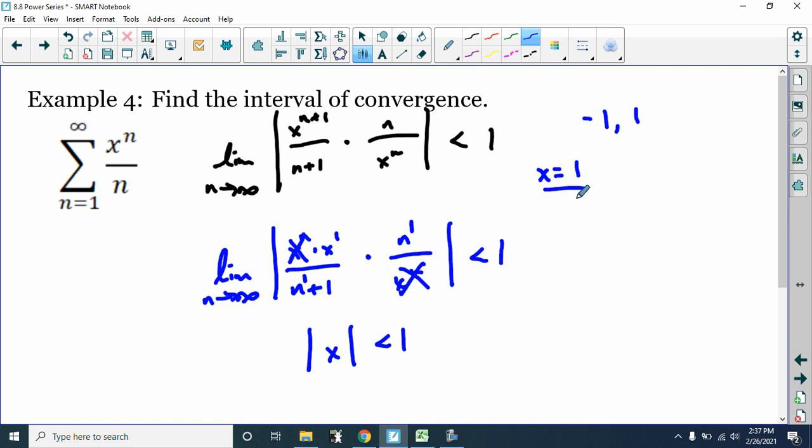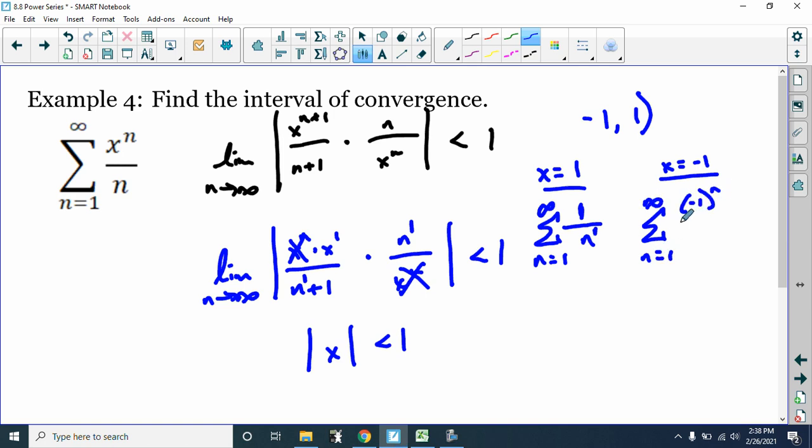If x is equal to 1, I'm putting 1 in for x. So this would be the sum, as n starts at 1 and goes to infinity, of 1 to the n over n. 1 to any exponent is just 1, divided by n. This is a p-series. P-series diverges. If x equals -1, the sum from 1 to infinity of -1 to the n over n.